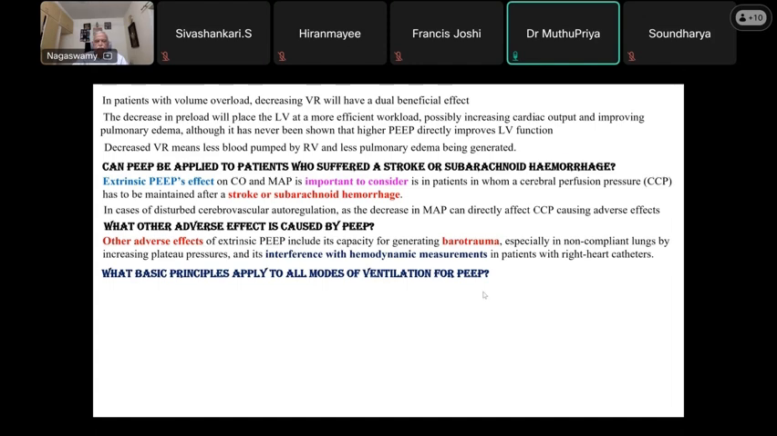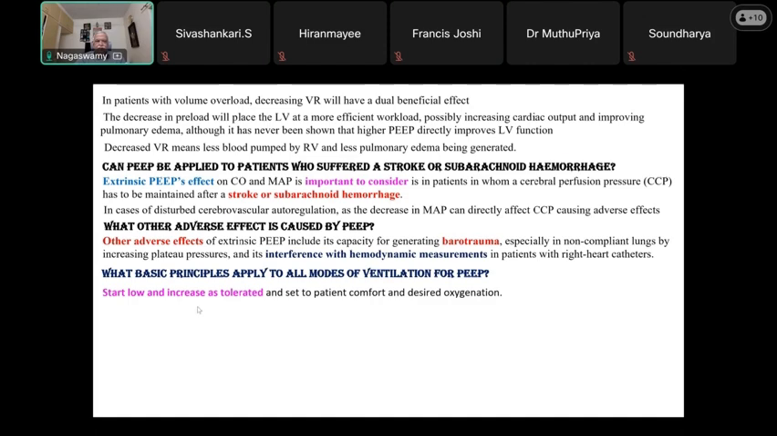Look at the BP before keeping the PEEP. Very good. Assess hemodynamic stability. Keep it as low as possible, and if the patient is tolerating it, slowly increase. Fantastic. Start low and increase as tolerated to set the patient comfort and desired oxygenation.